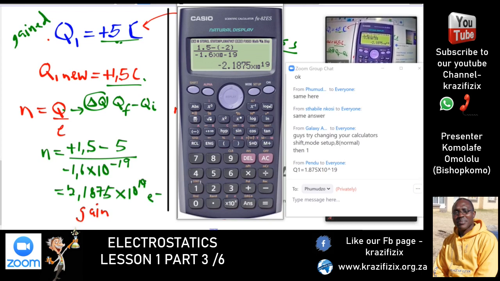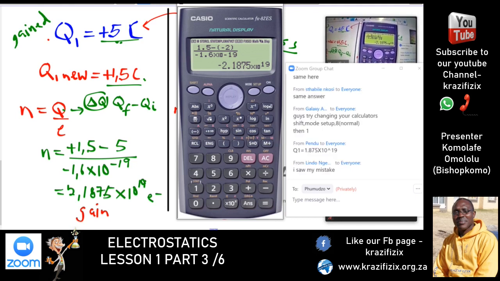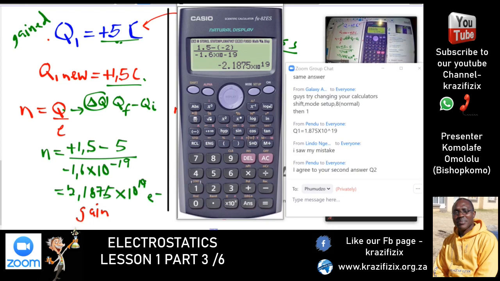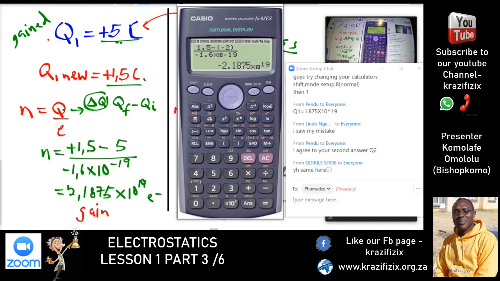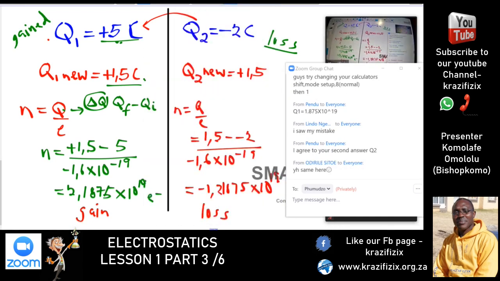Okay, guys, we shouldn't stay long on calculations. We need to move on. Try resetting your calculator: shift mode, then it goes to setup, and then you choose number. Thanks, Lindo, you saw your mistake. Beautiful. All right, so guys, I'm sure we are all on the same page now, because that's where we need to be. We cannot be on different pages. So that's how we do calculations. You agree to my second answer. Both answers are actually the same. It's just that one is negative and the other is positive. All right.